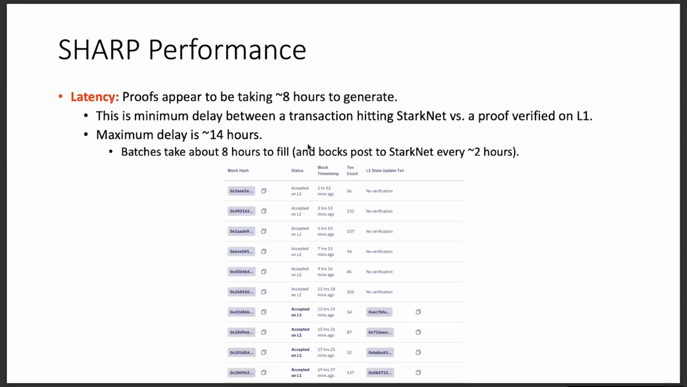I didn't ask them directly how long their prover is taking, but their answer was not inconsistent with the proofs taking 8 hours to generate. So anyway, what I can say with certainty is the latency for transactions is between 8 and 16 hours, and 8 of those hours are just waiting around for the batch to fill, but the rest is not waiting for the batch to fill. Okay.